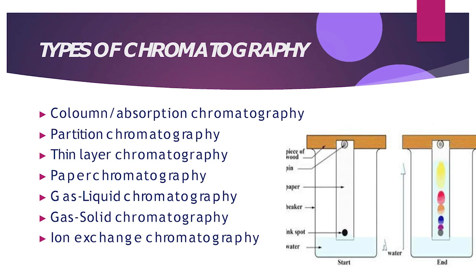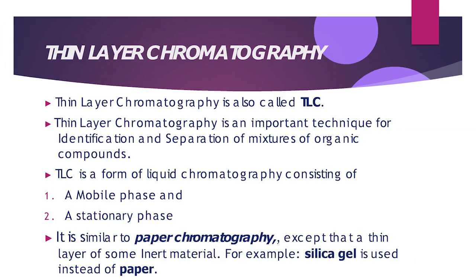Now, see the types of chromatography. Listen: column adsorption chromatography, partition chromatography, TLC. Now discuss this thin layer chromatography and paper, gas liquid chromatography, gas solid chromatography, and last one is ion exchange chromatography. These kinds of types we are having.